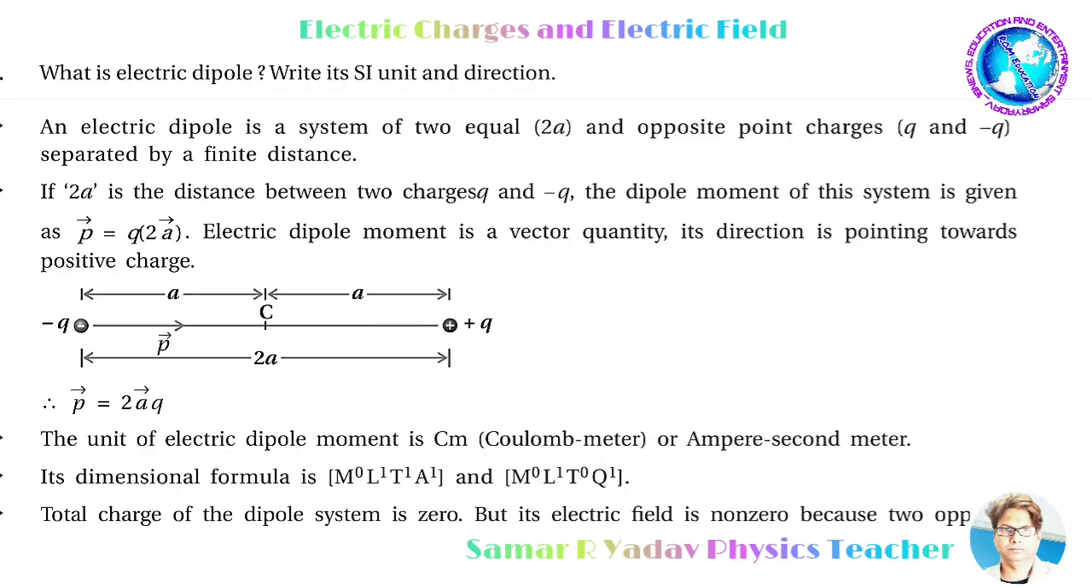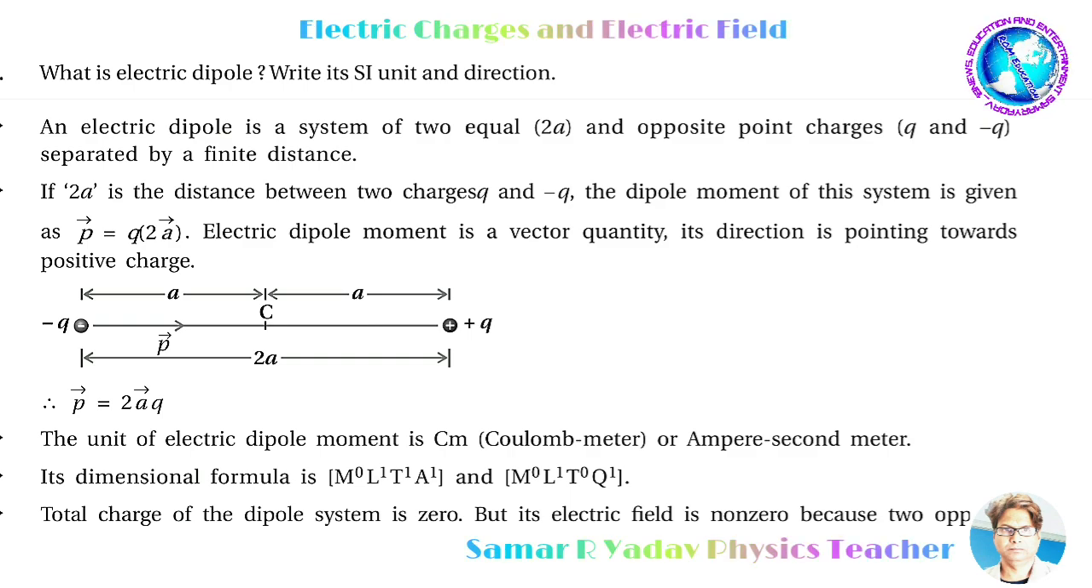What is electric dipole? Write its SI unit and direction. An electric dipole is a system of two equal (2a) and opposite point charges, plus q and minus q, separated by a finite distance.